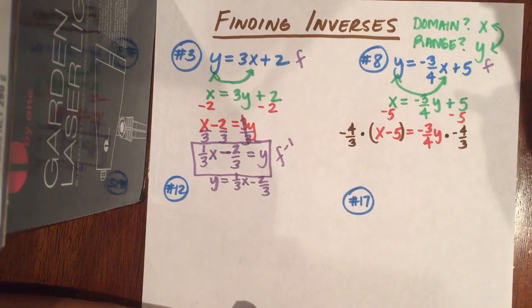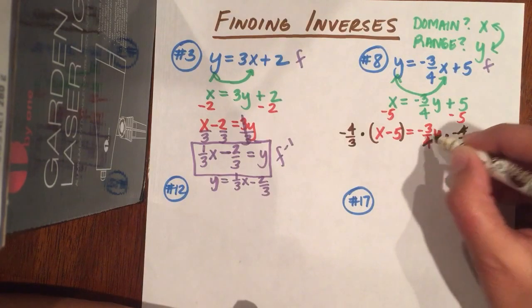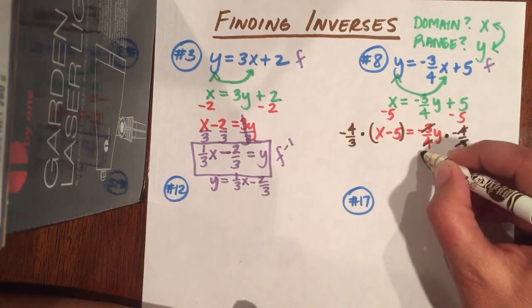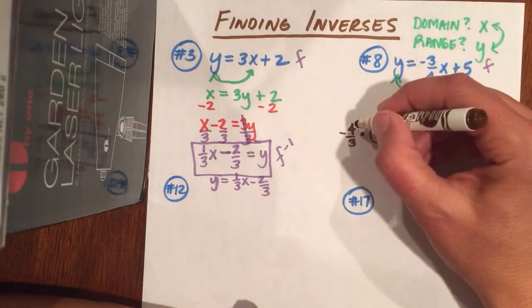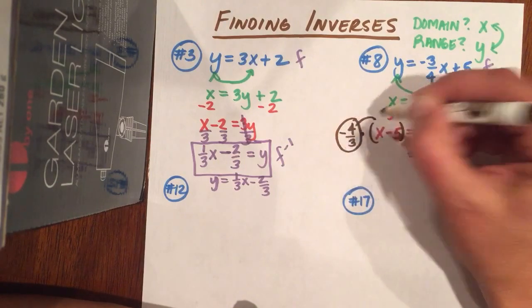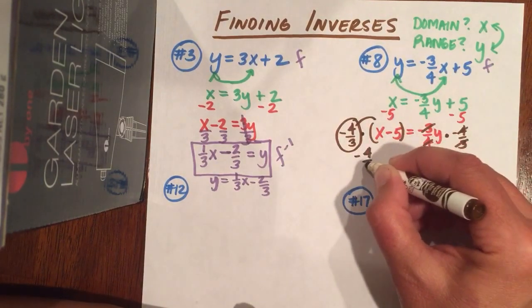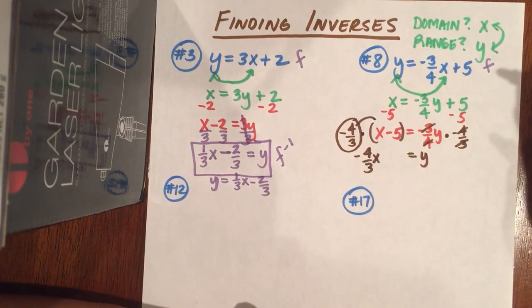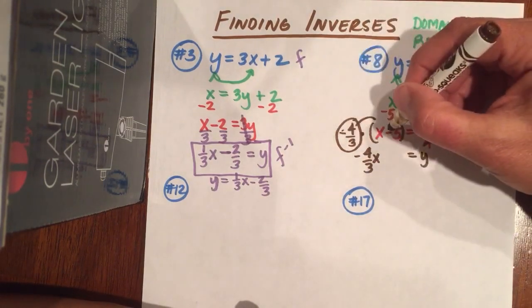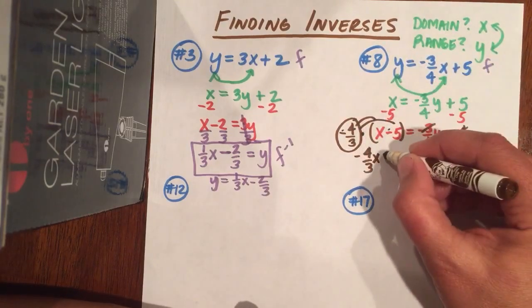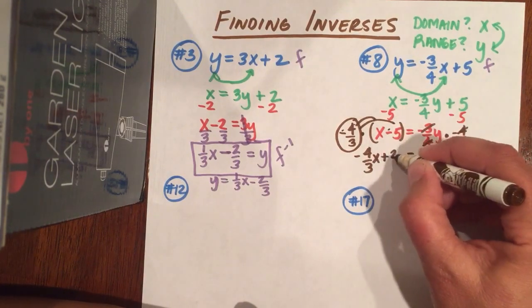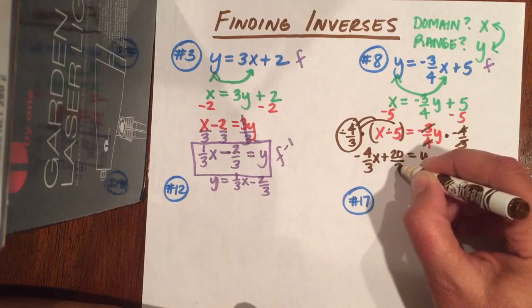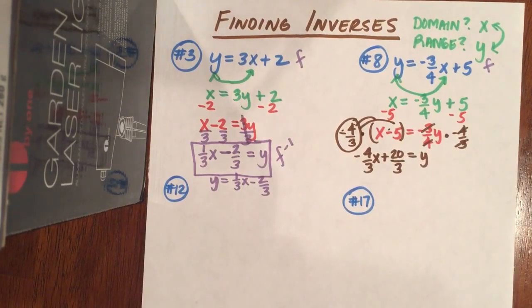Again, the reason I'm doing that is because look what's going to happen. Cross reduce, cross reduce. What am I left with now? Just a y. Okay? And then we're going to distribute this guy. What's negative 4/3 times x? Well, you guessed it, negative 4/3 x. What's a negative times a negative before we even do anything going to give us? A positive. And what's 4 times 5? 20. And then what's my denominator? 3. So this is your inverse function.